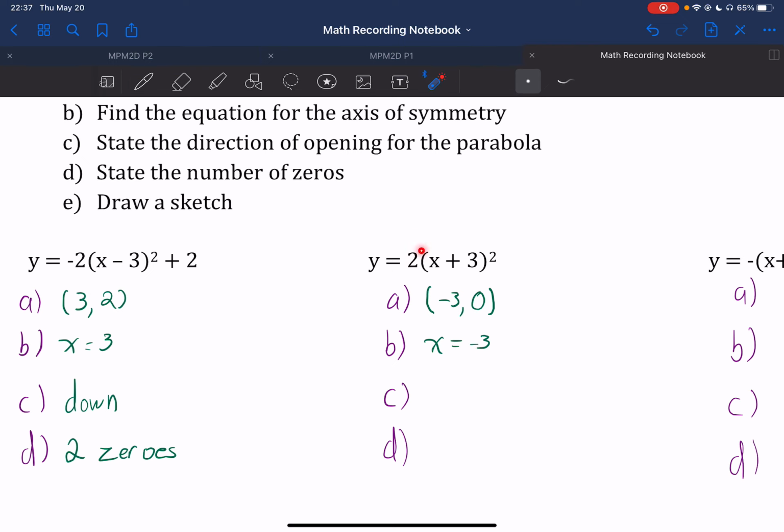We look at our A for our direction of opening. It's positive, so therefore it's going to open up. And we don't have a k value, so that means that for our zeros, we're just going to have 1, because our parabola is going to be sitting on the x-axis. So we have 1 zero.